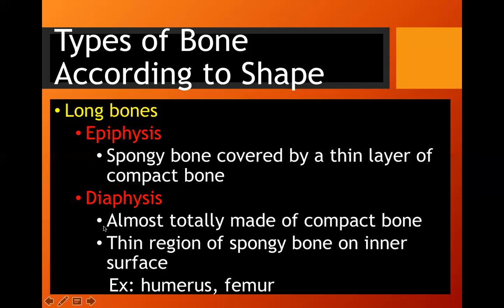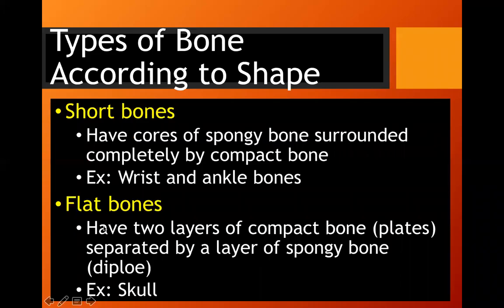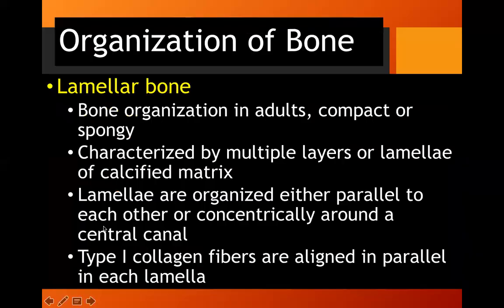This will not be included in your examination, but this is worth mentioning. This is tackled during your skeletal system lecture in gross anatomy. We have long bones, short bones, and flat bones. But in microscopic human structural biology, bone organization is actually important. And there are two types of bone organization. We have lamellar bone and non-lamellar bone.